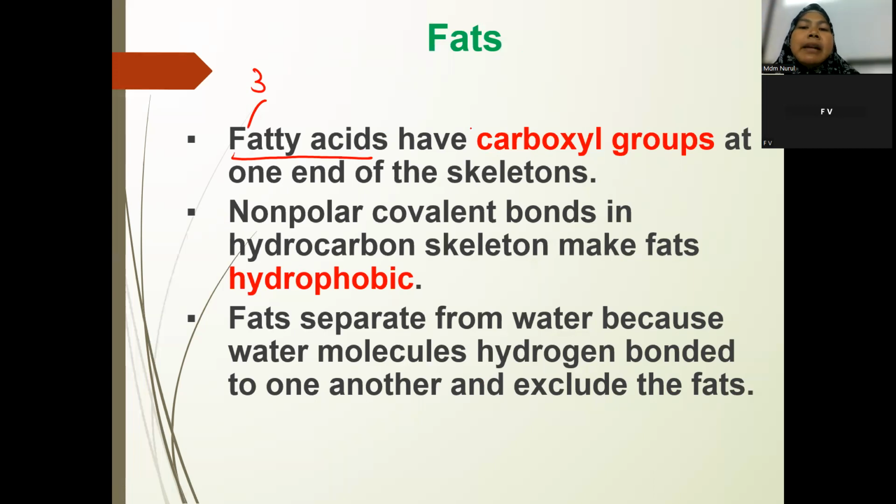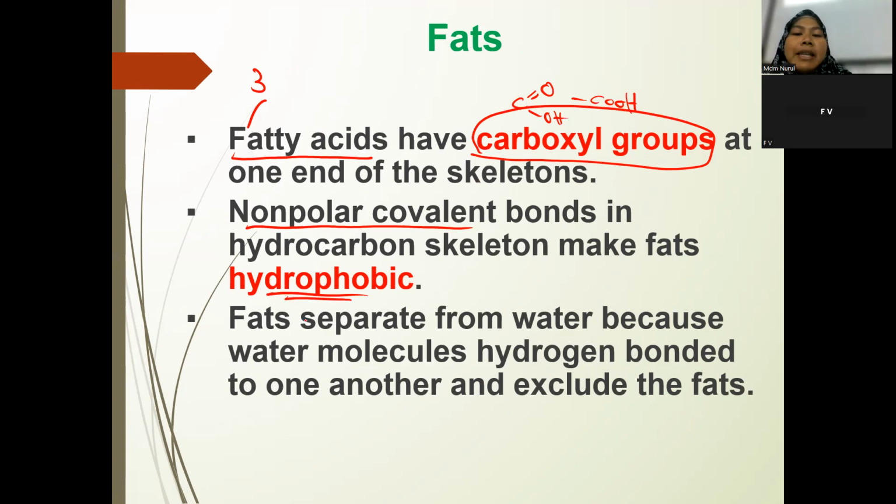Okay. Fatty acid must have carboxyl group at the end of the carbon skeleton. Fatty acid mesti ada carboxyl group. Apa carboxyl group? C double bond O, OH, ataupun COOH. Dia mesti ada carboxyl group at the end of the skeleton. Di hujung kerangka karbon. Okay. So non-polar covalent bond in the hydrocarbon skeleton make the fat become hydrophobic.